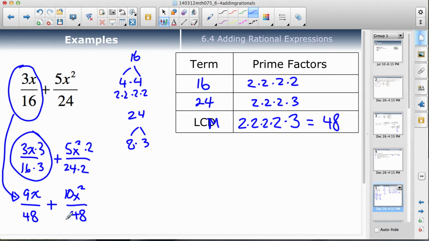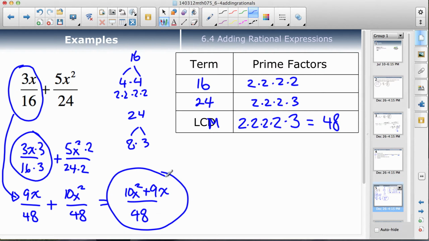Now that I have the denominators the same, I can add the numerators. So keep the denominator the same, add the numerators. I'm going to write 10x squared plus 9x. Notice that I just sort of rewrote them in the other order, just so they're in descending order. So that is my sum of that particular question.